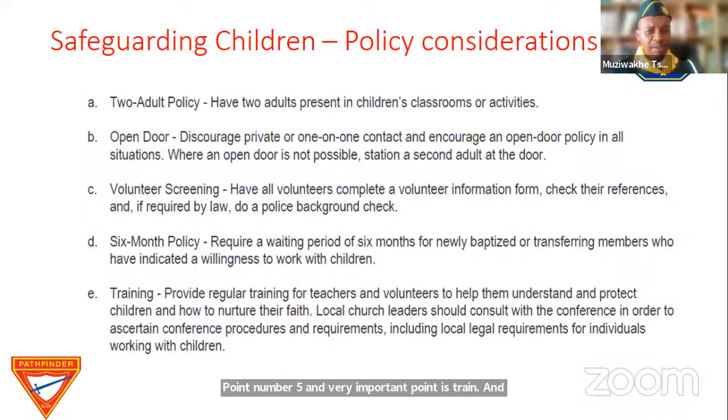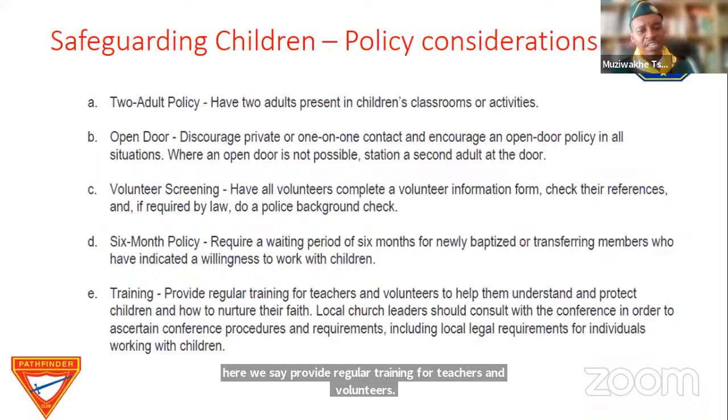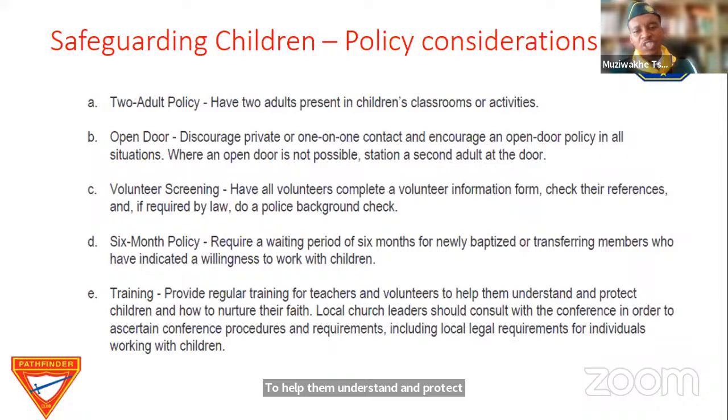Point number 5, and a very important point, is training. And here we say provide regular training for teachers and volunteers to help them understand and protect children and how to nurture their faith. Local church leaders should consult with the conference in order to ascertain conference procedures and requirements, including local legal requirements for individuals working with children. And I cannot thank our conference leaders enough, and particularly our director, for ensuring that we have ongoing training, we have talks, and all of us as leaders are sufficiently equipped to care for our children.